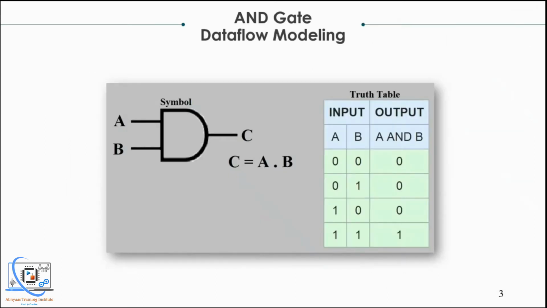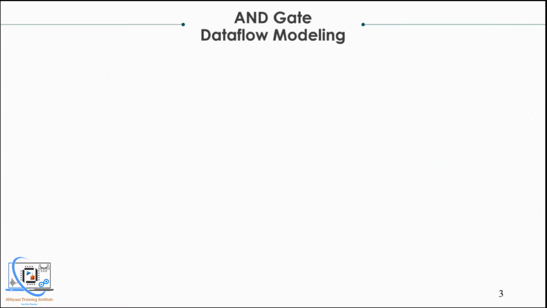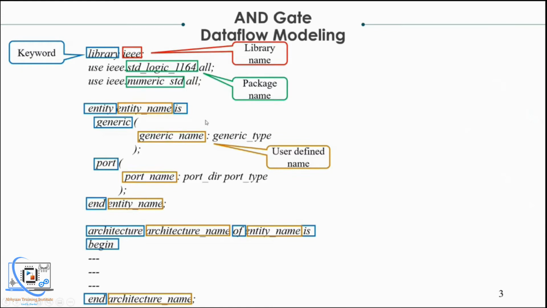So we are taking the example of an AND gate. As you all know, the output of an AND gate is 1 when both of its inputs are 1. So we'll see how to write the VHDL code of this AND gate. This is the basic template for writing the VHDL code. I have explained each and everything in my previous video with the title Introduction to VHDL. You can check that video for all the details.